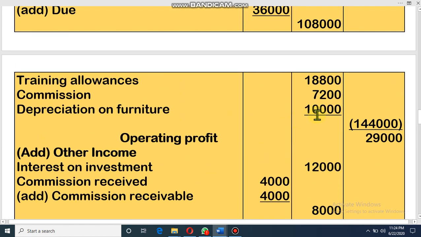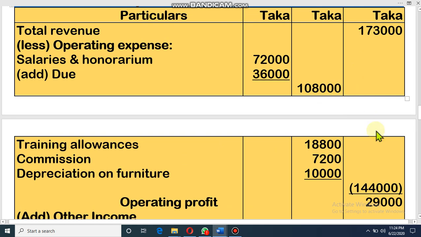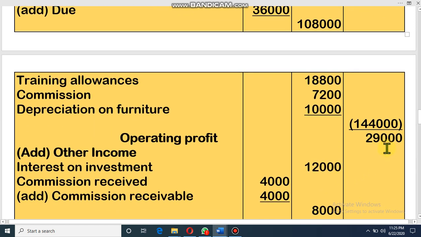So below, furniture 10,000. The total amount of operating expense, if you add 1 lakh 8,000, 18,800, 7,200 and 10,000, is 1 lakh 44,000. So we have to subtract it, one from another, then it is operating profit, dear student.